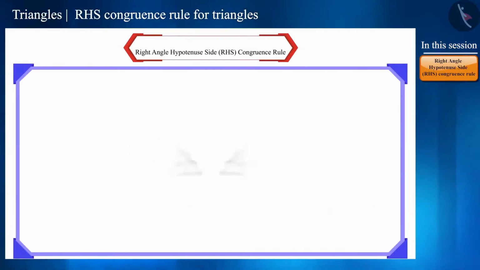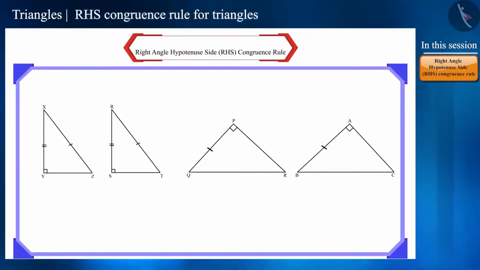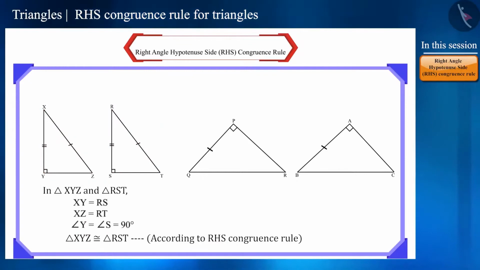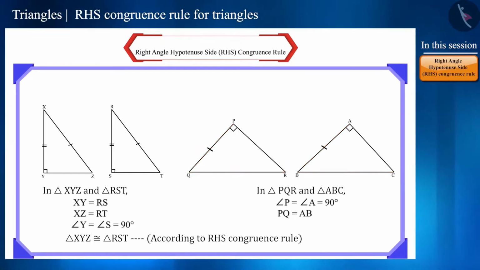Friends, a few pairs of triangles are displayed on the screen. Which of the following pairs of triangles are congruent according to the RHS congruence rule? In the first pair, both the triangles are right-angled as they have one equal side and equal hypotenuse. Therefore, they are congruent according to the RHS congruence rule. In the second pair, both the triangles are right-angled triangles and one side is also equal, but their hypotenuses must also be equal, which is not the case here. Therefore, these two triangles are not congruent.